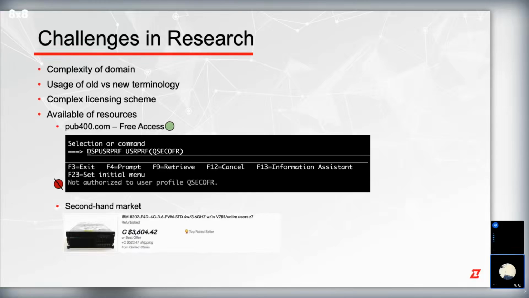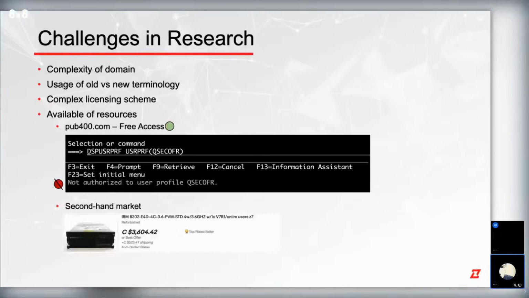There's something called pub400.com. These guys are great. They set up an IBM i server that people have free access to. You sign up for an account and you can go into the system. You can create scripts, run programs. However, you won't have access to administrative functions. That company does have a paid-for version where they host IBM i at cost.